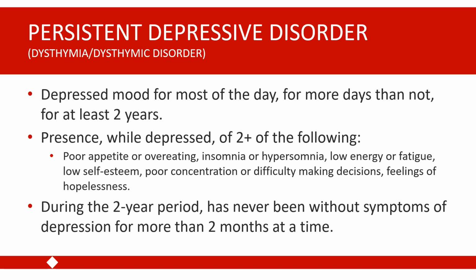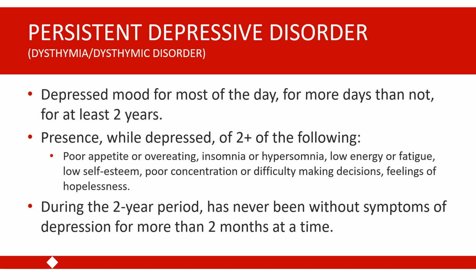The individual needs to have experienced depressed mood for most of the day, more days than not, for at least 2 years. This is characterized by similar symptoms to what we saw for major depressive disorder, including changes in appetite and sleep, low energy or fatigue, low self-esteem, difficulty concentrating or making decisions, and feelings of hopelessness. In order to meet criteria for a diagnosis of persistent depressive disorder, an individual needs to have been experiencing symptoms for a 2-year period of time, and during that 2-year period of time, they can't have experienced a period of more than 2 months where they were not experiencing depressive symptoms.